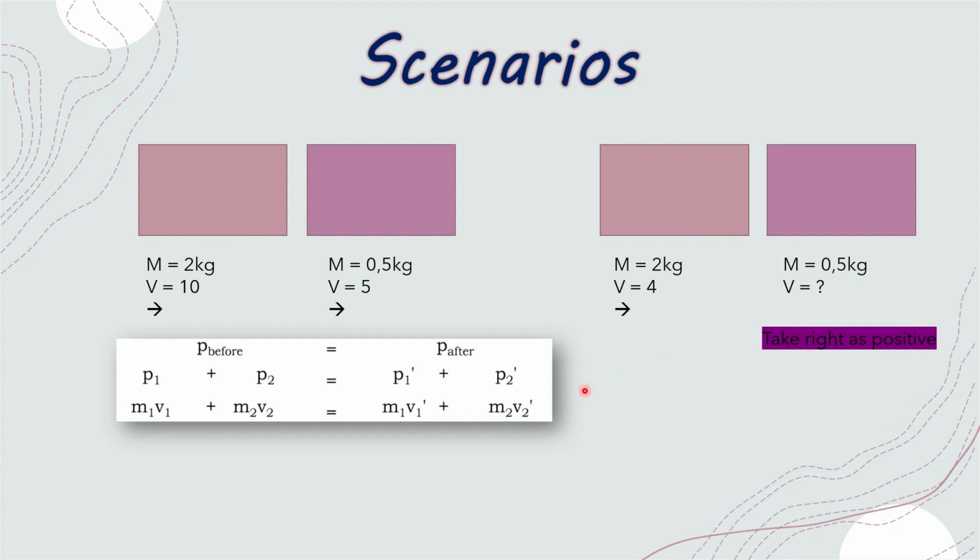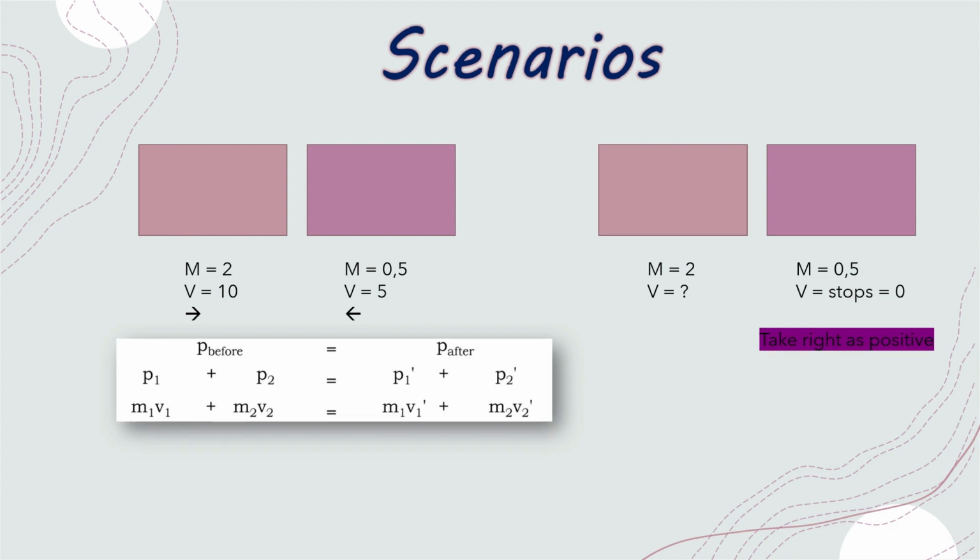This is the equation you use. You substitute the mass, meaning the 2, then the 10, then the 0.5, and the 5, then the 2, the 4, the 0.5, and the velocity is unknown. You solve for the velocity unknown, and you should get 29 meters per second to the right. Don't forget to take your direction, and in this case we took right as positive.